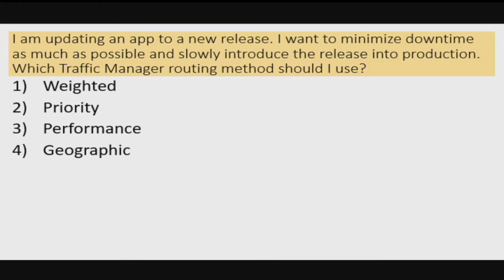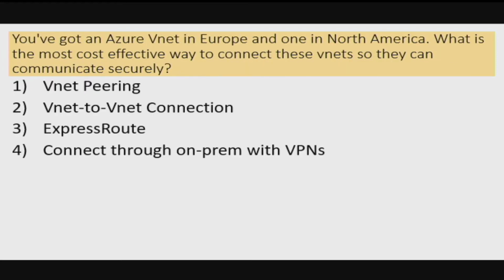All right, so I'm updating an app to a new release. I want to minimize downtime as much as possible and slowly introduce the release into production. Which traffic manager routing method should I use? Weighted, right? For the scenario I mentioned earlier.